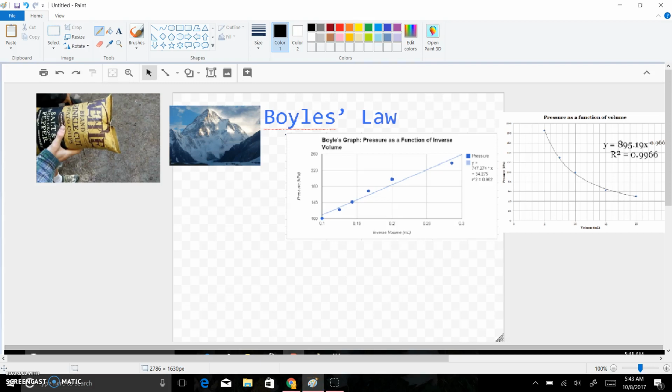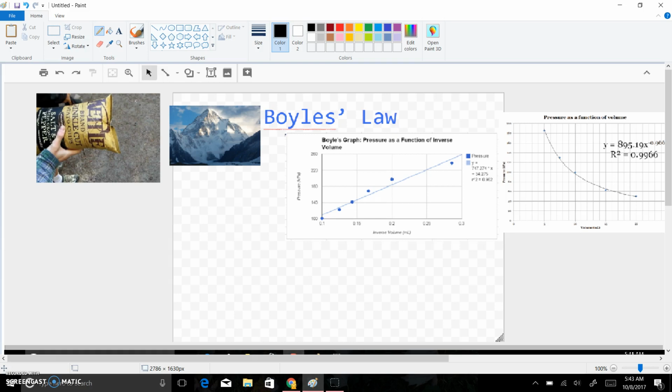Alright, hello. This video is about Boyle's Law. Boyle's Law specifically looks at pressure versus volume and how one changes and the other is affected by that. So first we're going to look at the math, which is on the right side, and then we're going to look at a real-life application on the left side. Let's take a look at the math first.